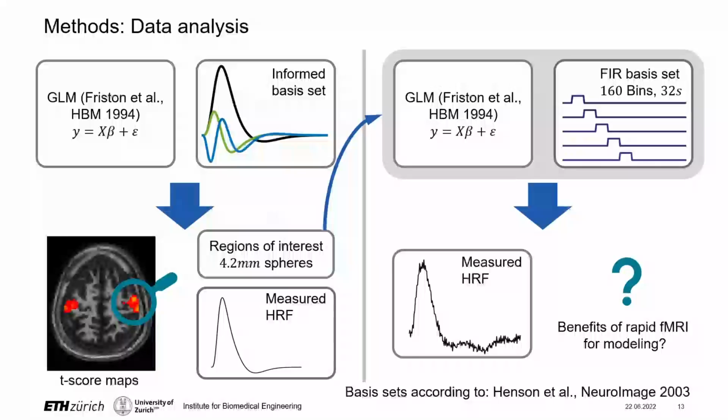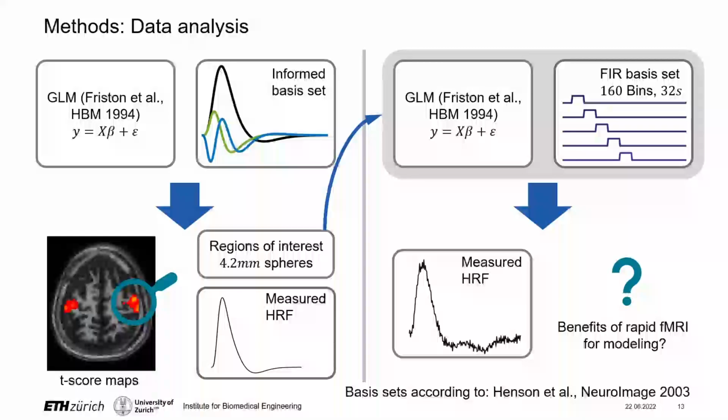So the analysis of the data was done as follows. We first started with a GLM approach, where we used the classical informed basis set to use t-tests to find active regions in the brain in relation to our tasks. Based on those activation maps, we identified regions of interest that were 4.2 millimeter spheres. In those regions, we averaged the parameters of the fit to get a measure of the HRF. So you already get a measure of the HRF from the informed basis set.